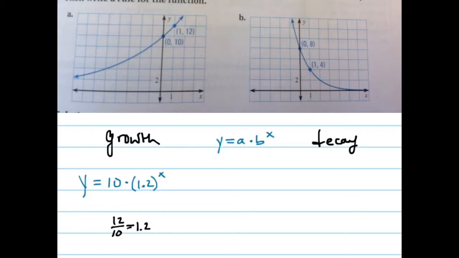On the right, we're starting at 8. And what are we multiplying by 8 to get to 4? We multiply by 1/2. And we know that our base had to be between 0 and 1 because we identified this as a decay function. So that works out perfectly.